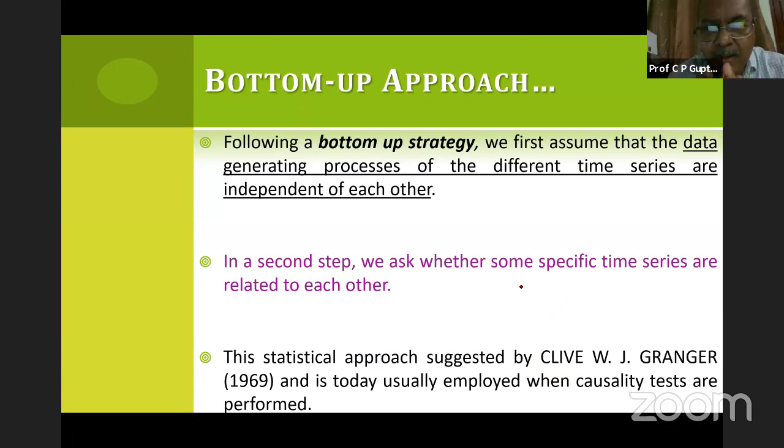Following a bottom-up approach or strategy, we first assume that the data generating processes of the different time series are independent of each other. That means no relation. And in a second step, we ask whether some specific time series are related to each other. This statistical approach was suggested by Granger and is today usually employed when we go for causality tests. That's the bottom-up approach.